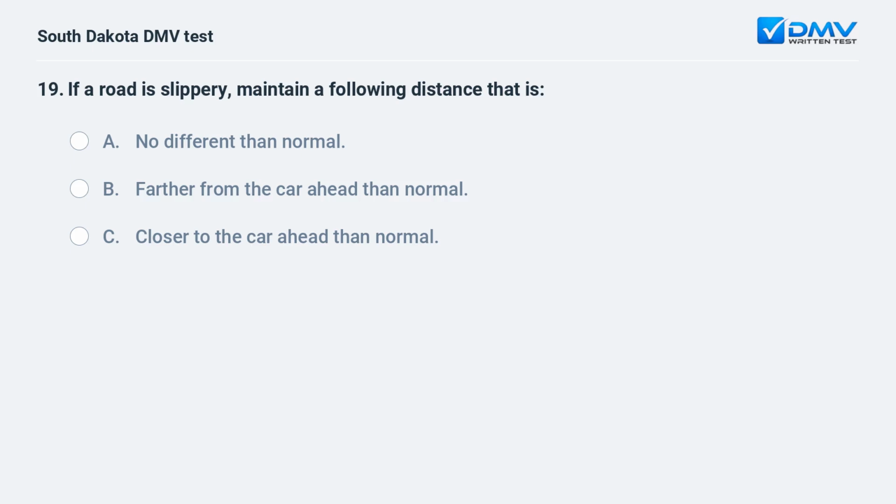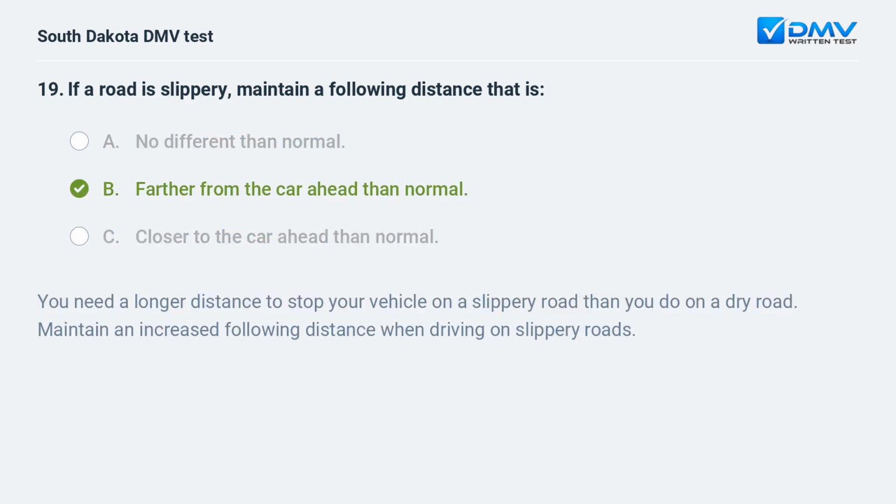If a road is slippery, maintain a following distance that is A. No different than normal. B. Farther from the car ahead than normal. C. Closer to the car ahead than normal. B. Farther from the car ahead than normal. You need a longer distance to stop your vehicle on a slippery road than you do on a dry road. Maintain an increased following distance when driving on slippery roads.